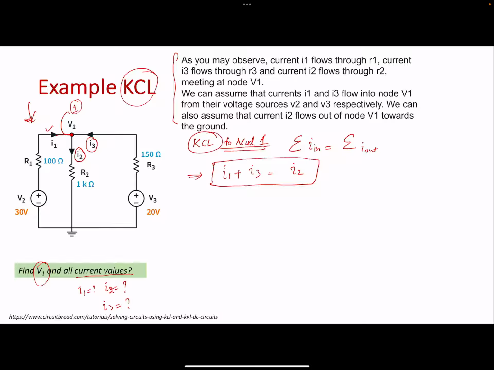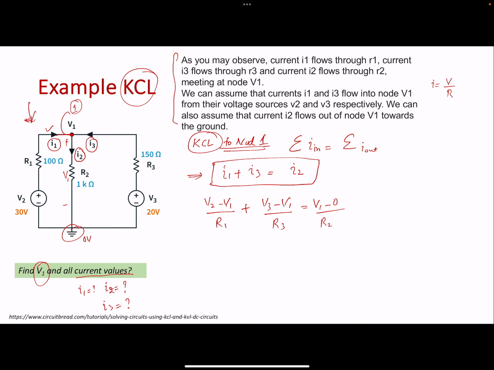What is the value of I1? Now we are going to use Ohm's law: I equals V over R. If I have to solve I1 for this circuit, where this is V1, I can easily see that I1 is V2 minus V1 over R1. I3 over here equals V3 minus V1 over R3. And I2, since the current is going directly through V1 to the ground, which is 0 volts, is V1 minus 0 over R2.